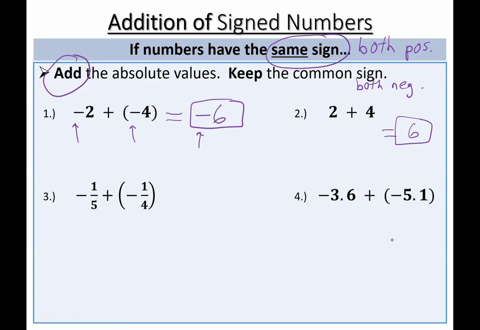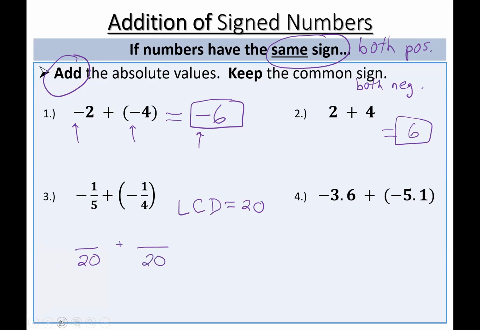So let's look at number 3, -1/5 plus -1/4. Okay, so remember, to add fractions, we need a common denominator. Sorry about that. Common denominator. So -1/5 plus -1/4. I need a common denominator. The denominators are 5 and 4. So one possibility is to just multiply those together. 5 times 4 is 20. So I'm going to rewrite the fractions with a denominator of 20.